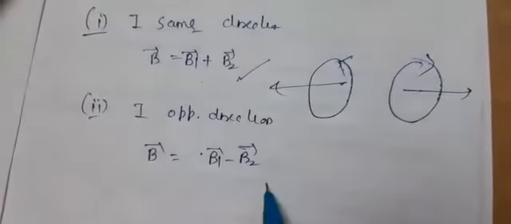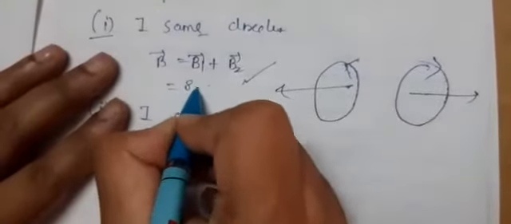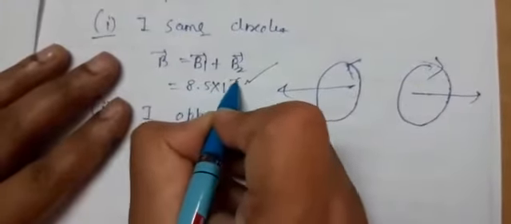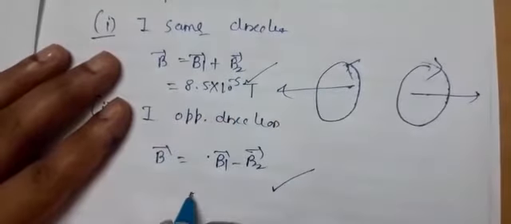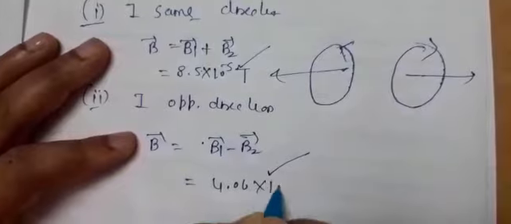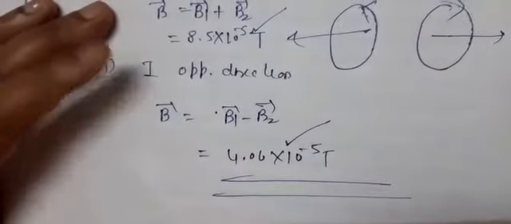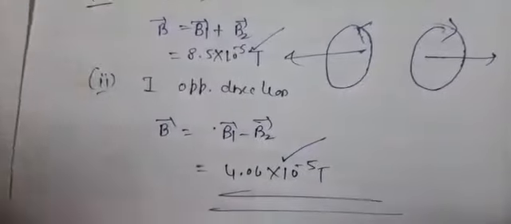So from here, by substituting the values, when the current is in the same direction, it comes out to be 8.5 10 raised to the power minus 5 Tesla. When the current is in the opposite direction, it comes out to be 4.06 10 raised to the power minus 5 Tesla. So solve the values, you will get the same result.